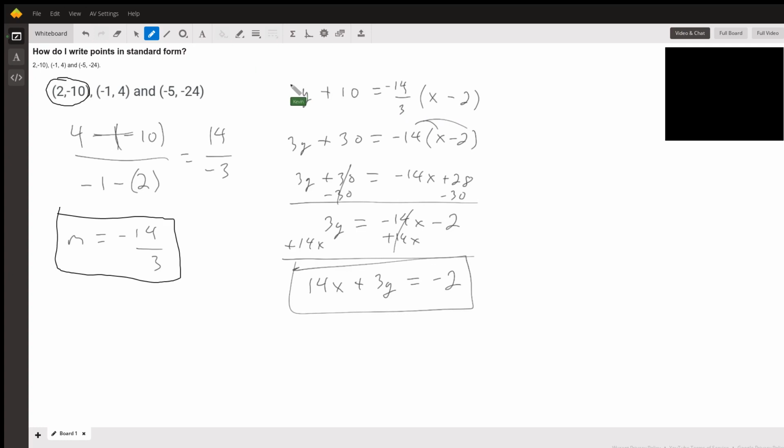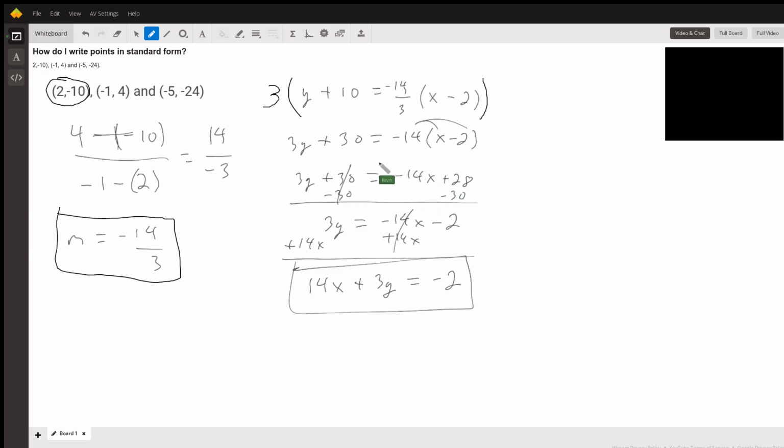To get rid of that 3, I'm going to multiply the entire equation by 3 to get rid of that denominator. Okay, so I distribute this 3 into everything. Now on this side, the negative 14 over 3 also is being multiplied by this x minus 2. So we don't have to change the x minus 2 here. We just have to multiply this negative 14 over 3 to get rid of that denominator. Okay, so we get 3y plus 30 equals negative 14, and then x minus 2 in parentheses. I'm going to distribute that negative 14 into the parentheses, and I get negative 14x plus 28.